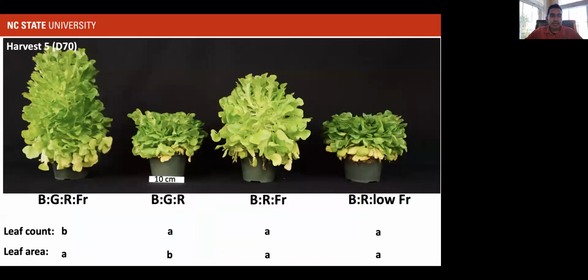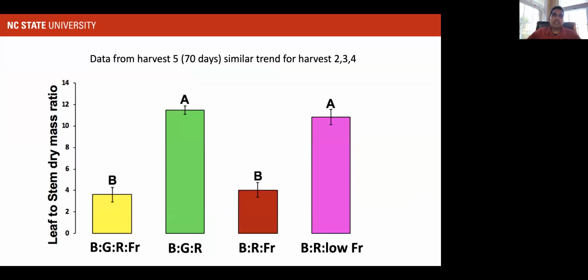This is how the plants look at the end. You can see the ones with far red and green are the most bolted plants, and then those with just far red follow quickly behind. But not only that, we also found that the allocation of dry mass between leaf and stem was very different in the different plants. So basically the plants with far red had more dry mass allocated to the stem than those without the far red or with very little far red. And this was consistent for fresh mass as well.